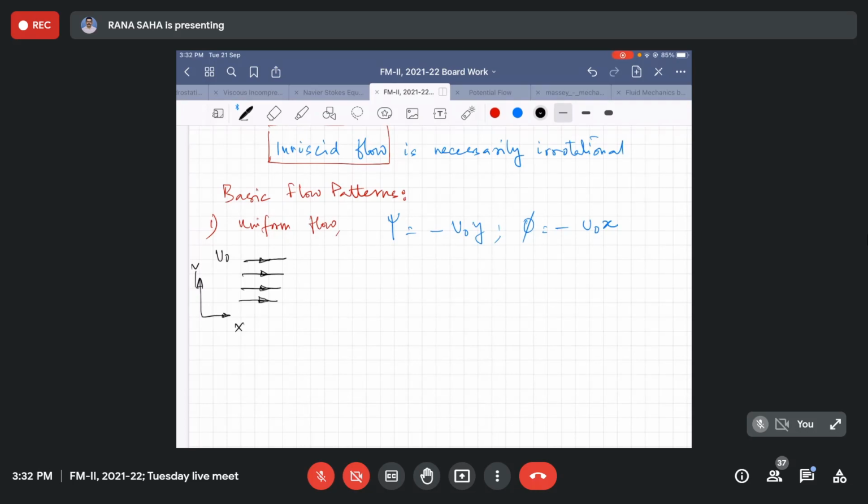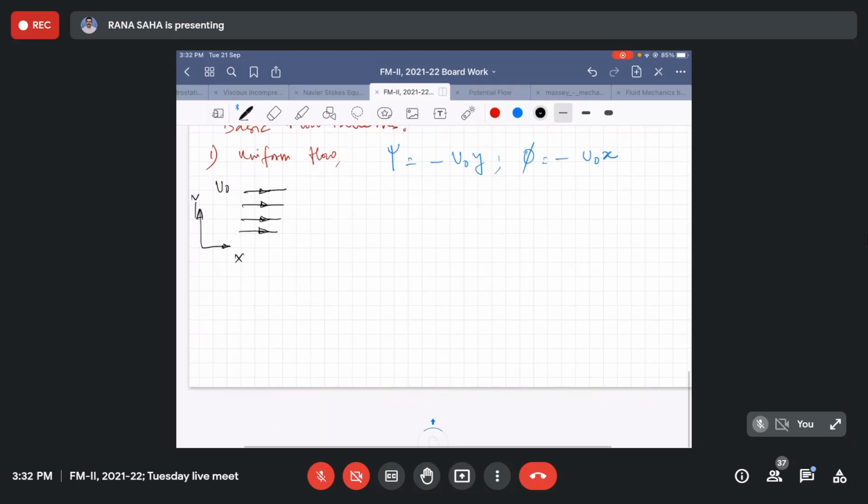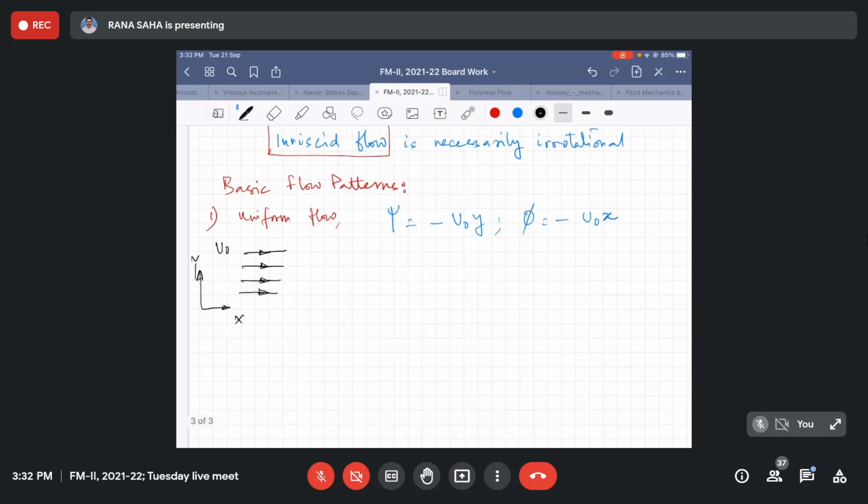All right, so this is the uniform flow, and physically, you can also correlate, away from the boundary, if you are having a steady, fully developed velocity field, this is quite similar to the one that we are representing here as uniform flow.